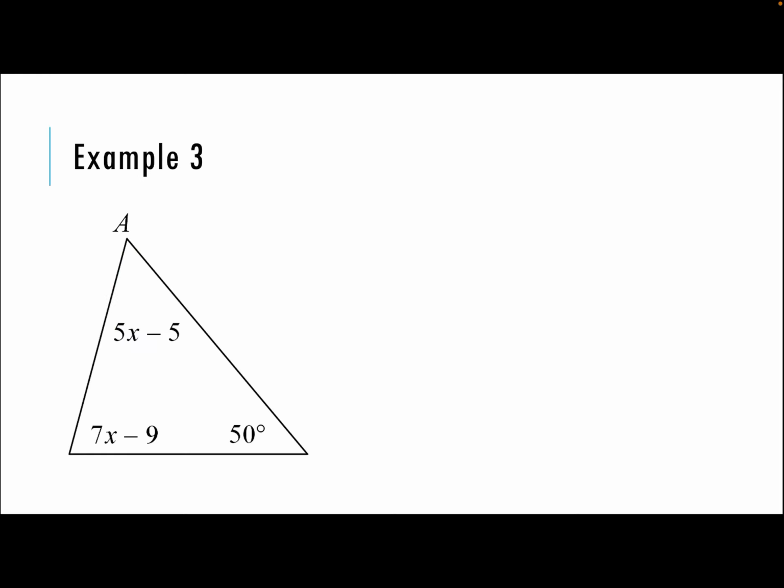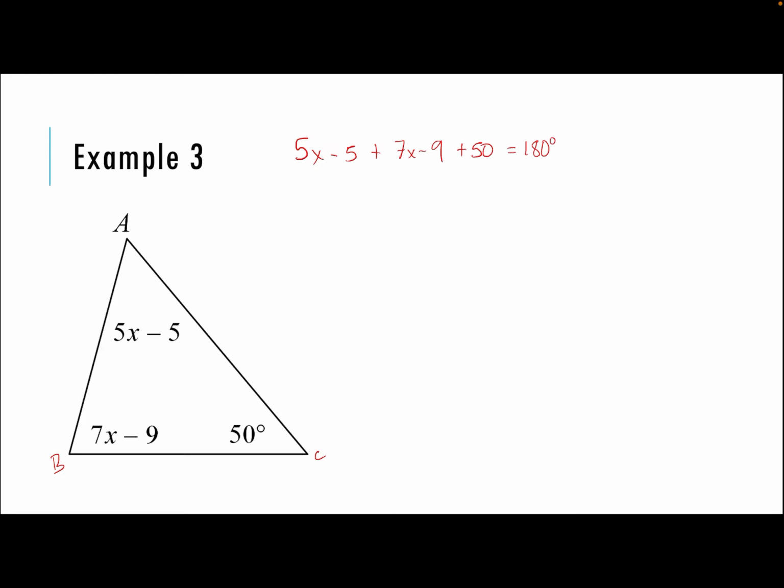In our third example, we have an algebraic expression that doesn't change what we're doing. So we have this angle A up top. If you want to, we can say we have angle B and angle C. But we do know, because these three angles are interior to a triangle, that we should get 5x minus 5 plus 7x minus 9 plus 50 equals 180 degrees. We don't need the degree symbol, just have it.